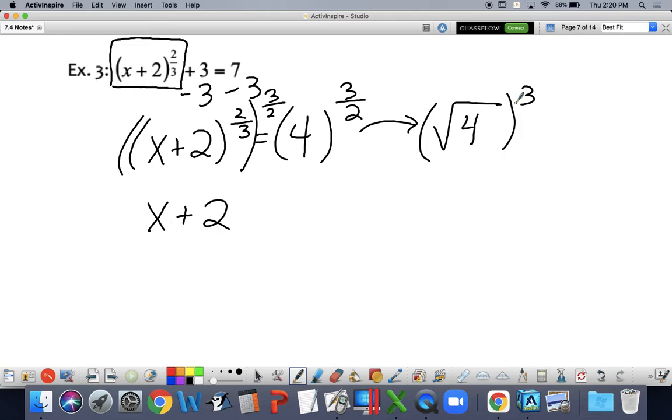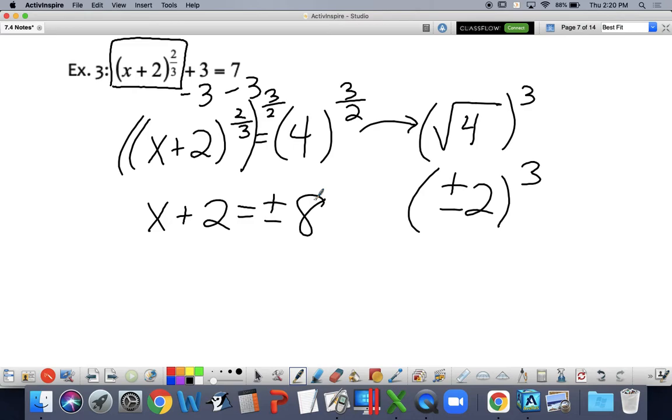When I'm solving for x, what's the square root of 4? Positive or negative 2. I have to consider both options. So what I really have here is positive or negative 2 cubed, which is positive or negative 8. And this is something that I know as you work through your homework, you're going to question it. When do I know if I have 2 answers?